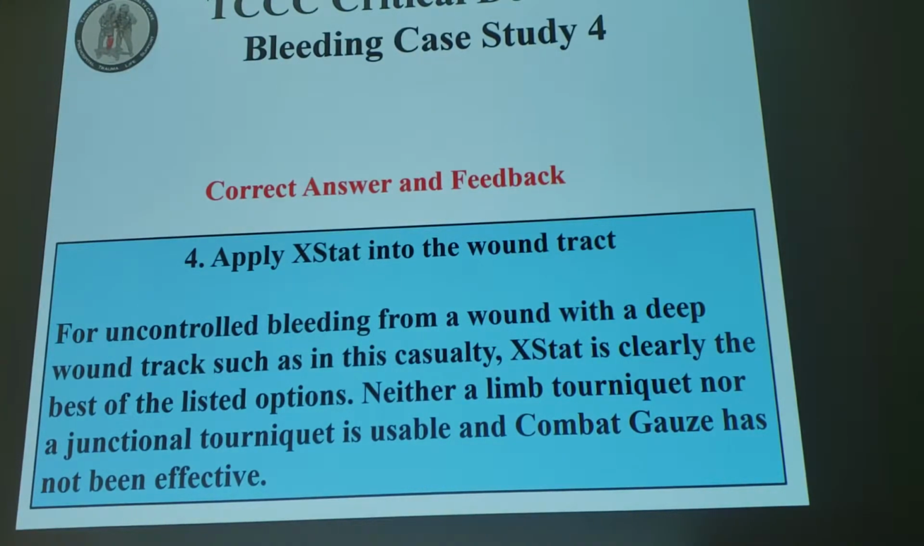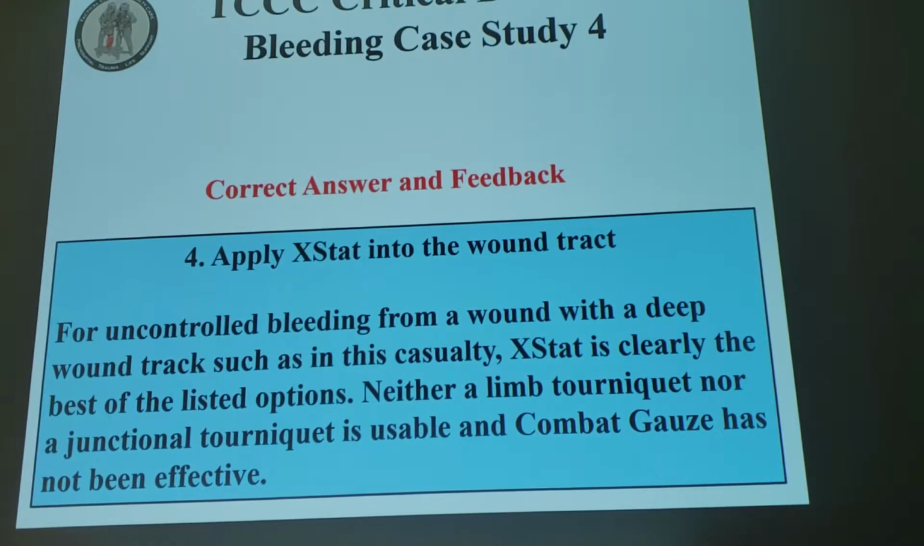Tried to paint the picture for you, but we didn't really go over it, so we're learning about it right now, right? For uncontrolled bleeding from a wound with a deep wound tract, such as this casualty, X-stat is clearly the best of the listed options. Neither a limb tourniquet nor a junctional tourniquet is usable, and combat gauze has not been effective.